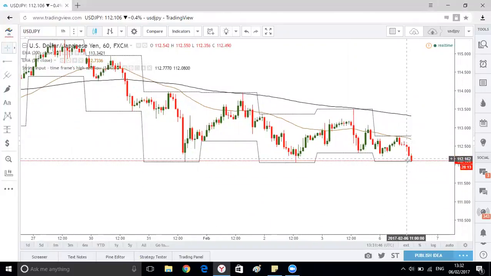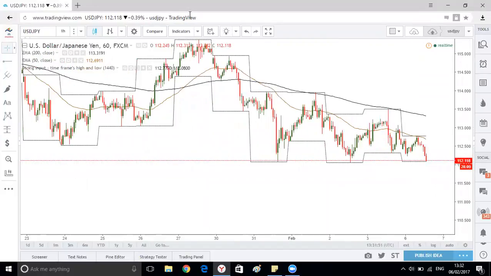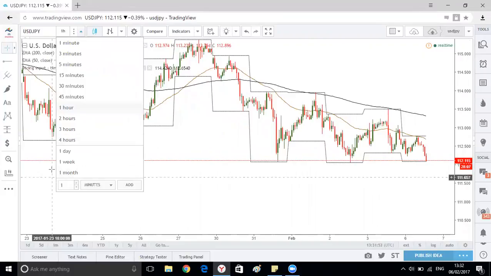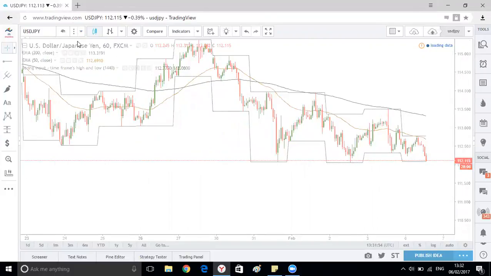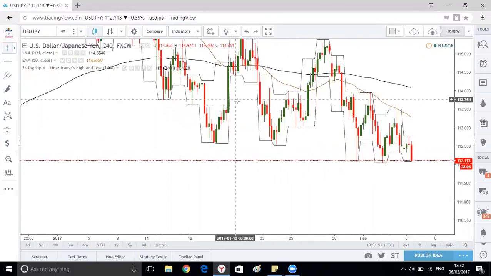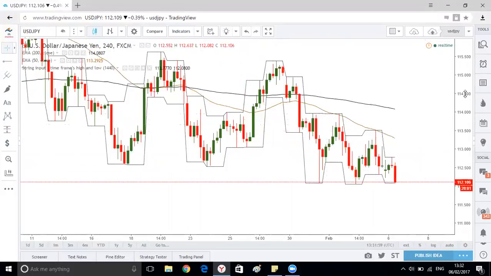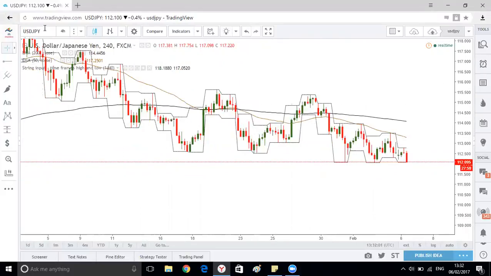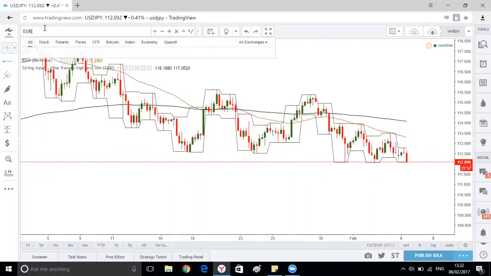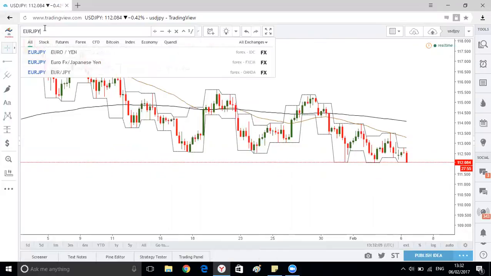So this is looking to break. As you can see, the bearish momentum is pretty strong, so this is going to break this level. Now going on to our next trade, Euro JPY.